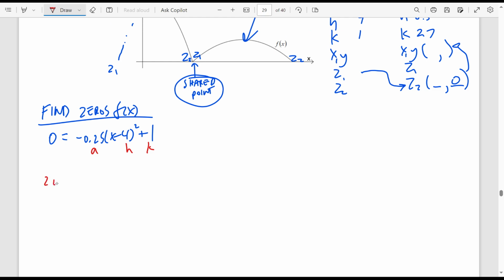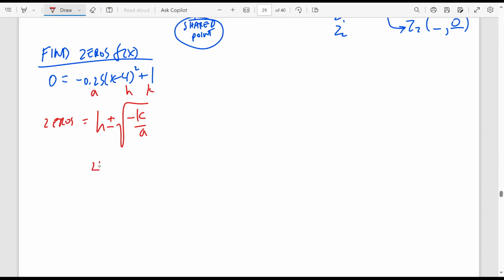Find the zeros. Zeros are equal to h plus or minus the square root of negative k over a. I don't have to modify the a, h, k. The k is going to stay the same. So it's just going to be 4 plus or minus the square root of negative 1 divided by negative 0.25. 4 plus or minus square root of 4. 4 plus or minus 2. So I'm going to end up with 6 and 2.